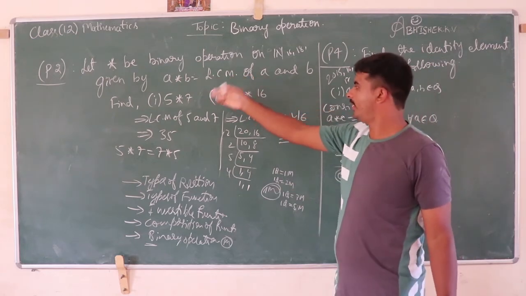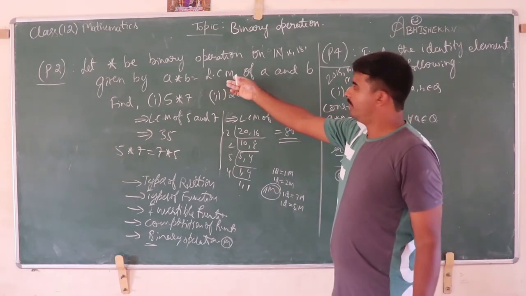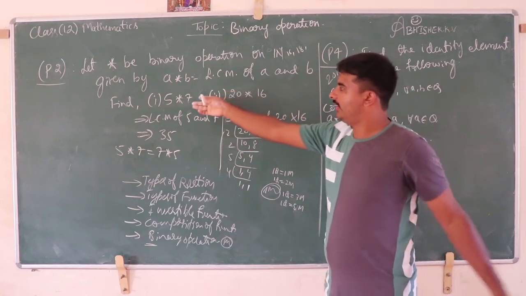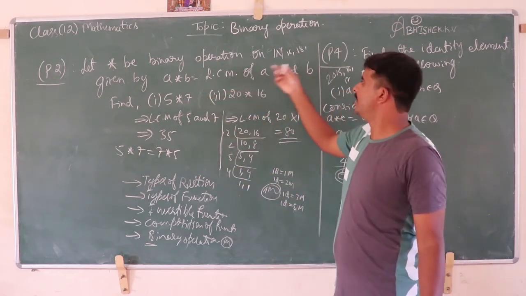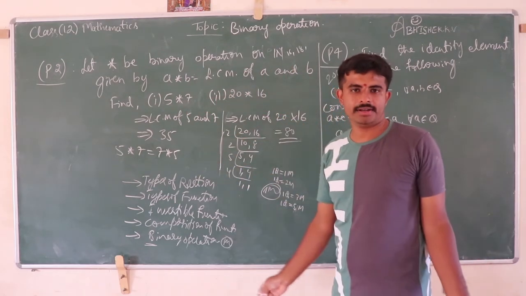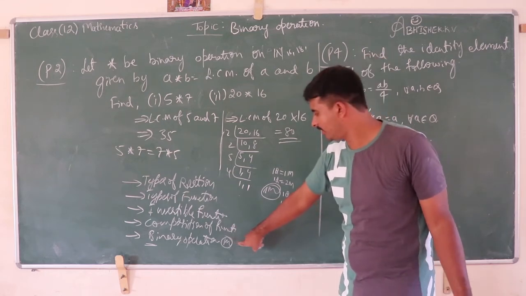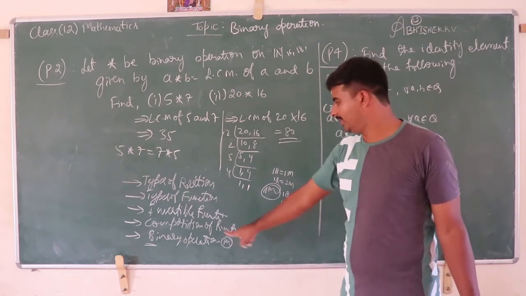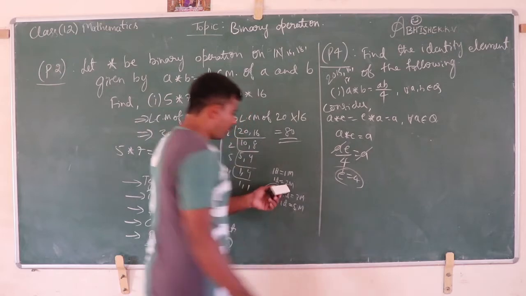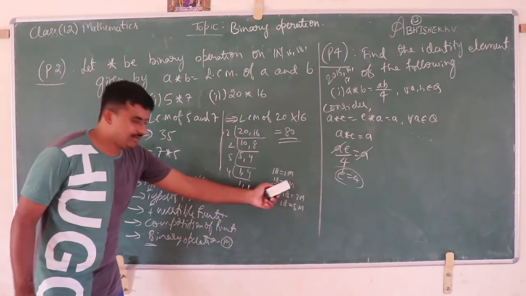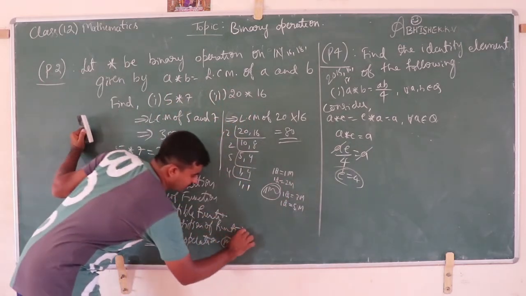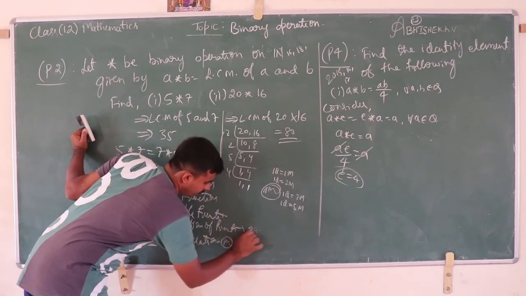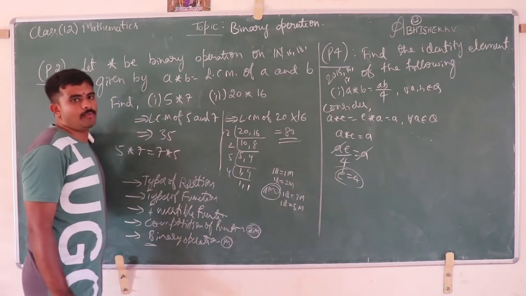They define the binary operation, and from that definition they give 5 star 7. Here it is LCM of A and B, LCM of 5 and 7. You may get the 1 mark question from this subtopic, that is binary operation. Then what about the 2 mark question? You get the 2 mark question in composition of function.